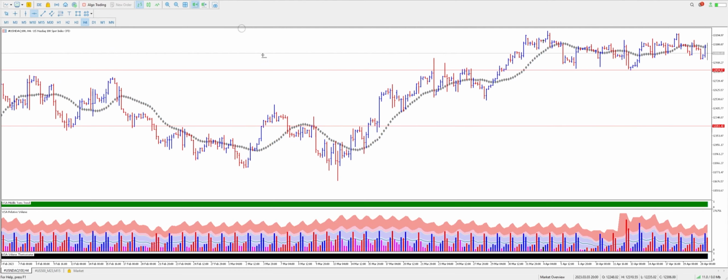It has to be tapped at least 3 times. It has to be an area that acted as resistance and support. So immediately here at 13,073, I can see that this is a key level because price acted as support right here multiple times. Resistance, resistance, resistance, support, support, support, support, support, and now resistance. So this is another key level on the 4-hour time frame.